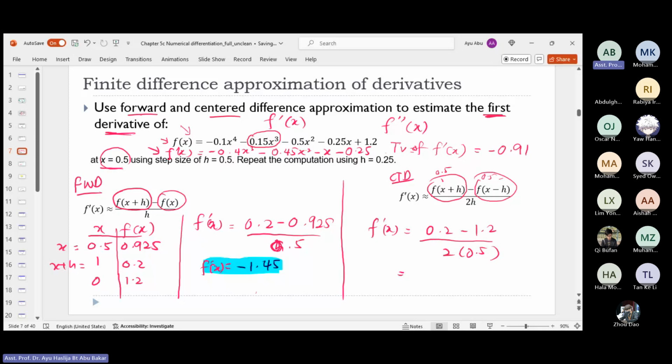What is it? It's fine. Sorry? Negative 1. Yes, negative 1. Correct.